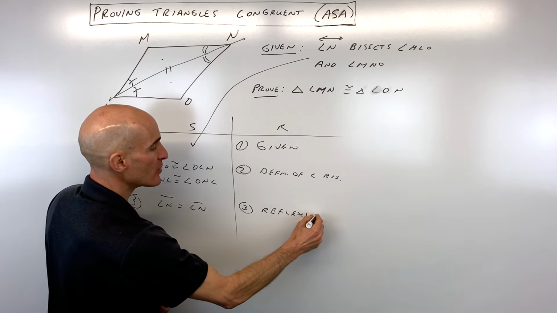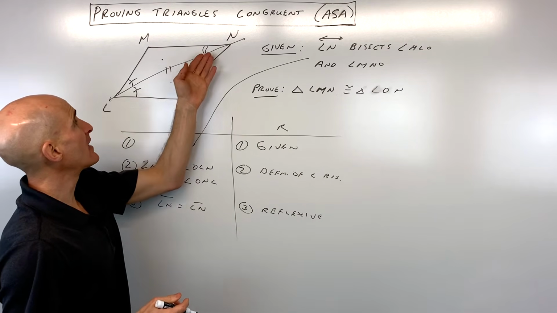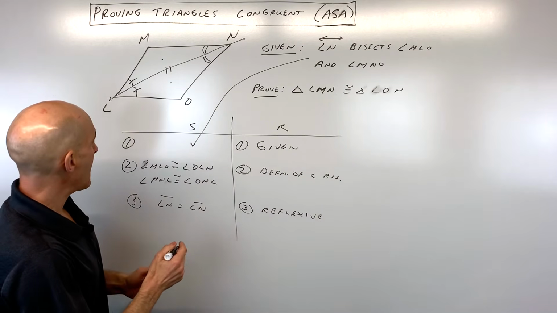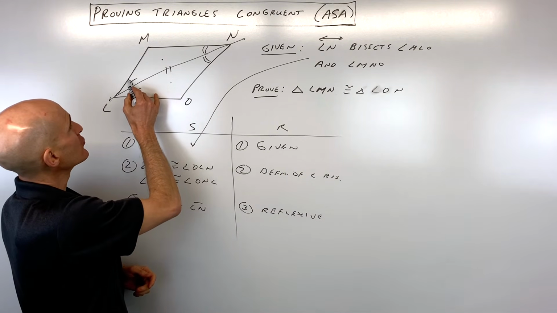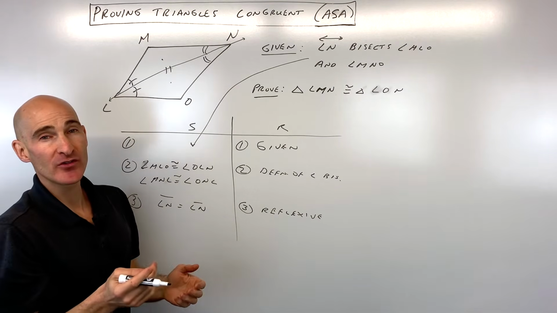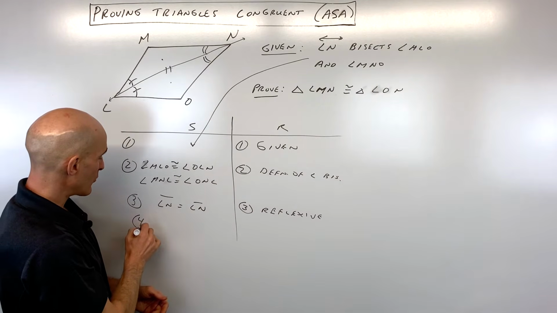So it's just like looking in a mirror. You're the same height in the mirror as you are in real life, meaning that LN is going to be the same in both triangles. It's going to be congruent to itself. Now you can see that these two triangles are congruent by angle, side, angle. The side is in between the two angles. That's what they call the included side. So that's going to be our last step, what we're trying to prove.